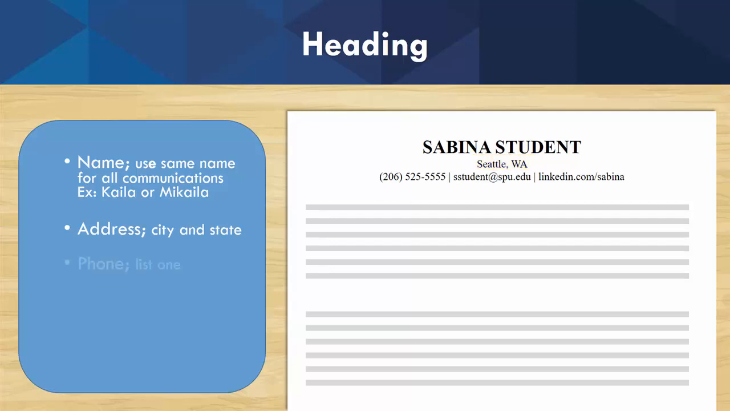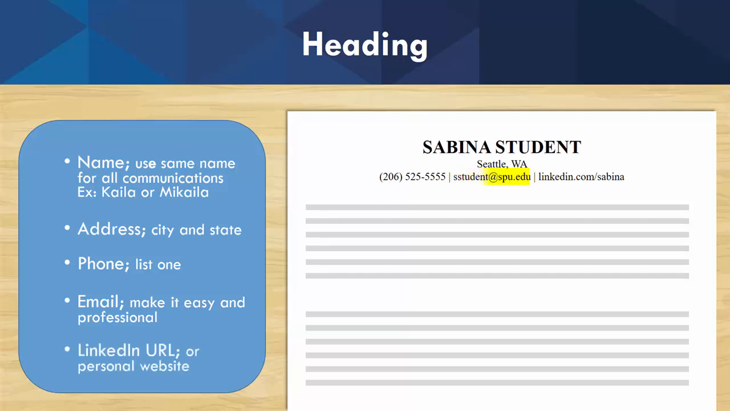For the phone number, keep it simple. You don't need to list multiple numbers, please just use one. Make sure your voicemail is professional and you only answer your phone when you're ready to talk to a potential employer. Same with your email. Make sure it's professional and easy to read. You can use your SPU email or another address like Gmail, as long as it's professional and you check it regularly. If you have LinkedIn or a personal website, you can include the link here.